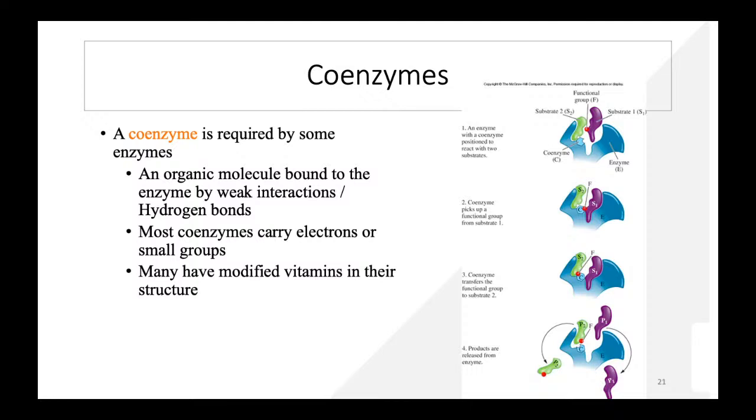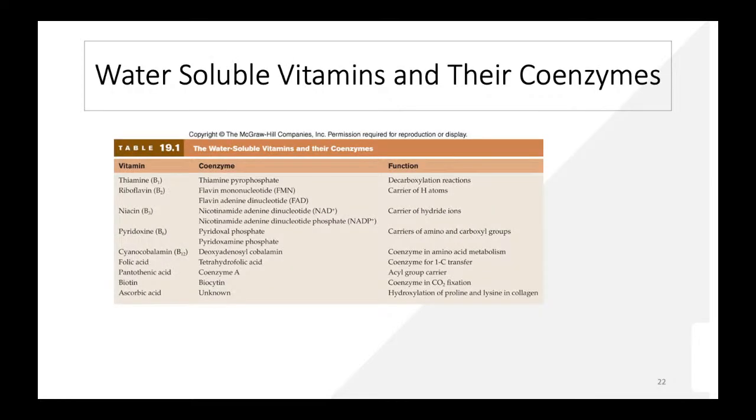Coenzymes are organic molecules bound to the enzyme by weak interactions or hydrogen bonds, and most coenzymes carry electrons or small groups, and many have modified vitamins in their structure. Here are some water-soluble vitamins and their coenzymes. Thiamine is involved in decarboxylation reactions. Riboflavin, FMN and FAD, are carriers of H atoms. Niacin, B3, NAD, are carriers of hydride ions. Ascorbic acid's coenzyme we don't know, but it helps with proline, lysine and collagen. Biotin is a coenzyme in carbon dioxide fixation. And so on.